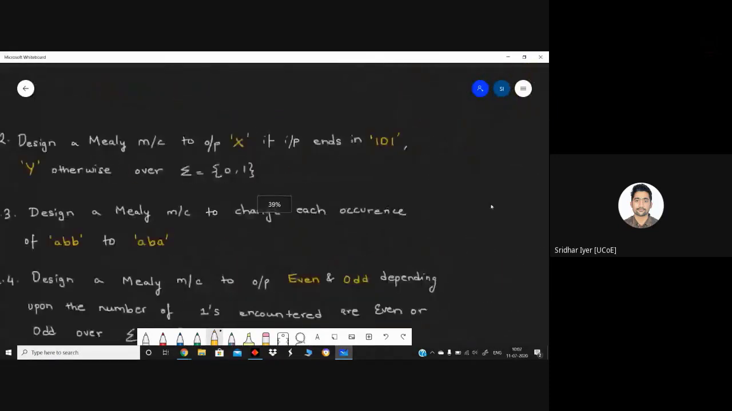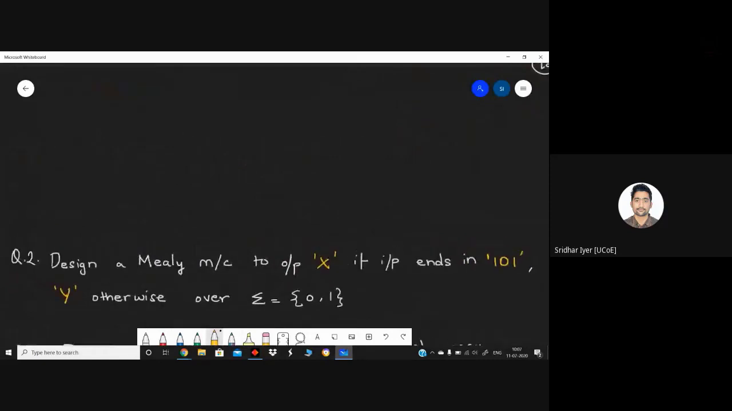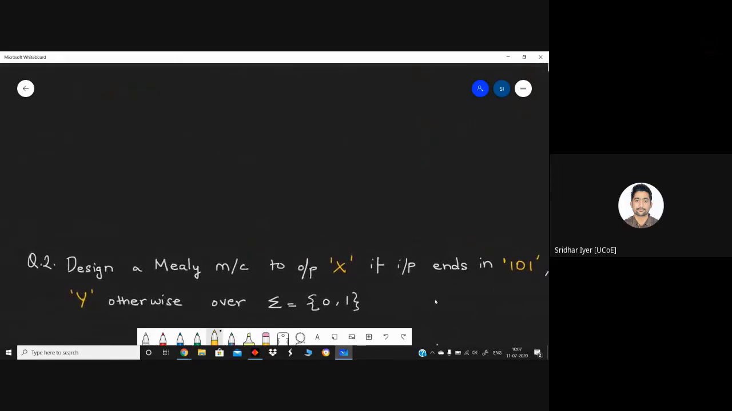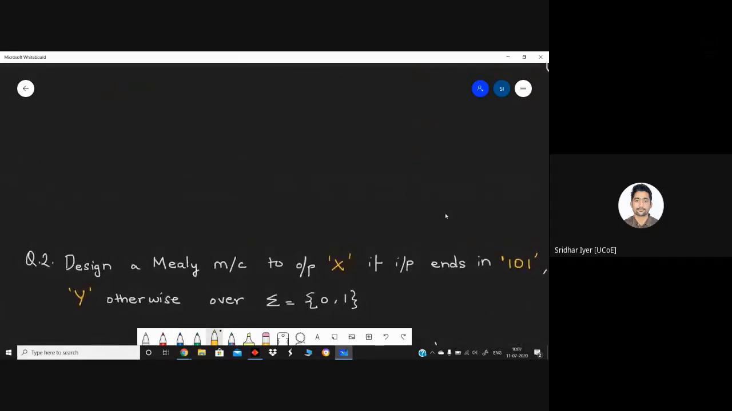The first problem for the day is: design a Mealy machine to output X if the input ends in 101, Y otherwise. Understand the question first. You have to design a Mealy machine to output X whenever the input ends in 101, and otherwise you have to output Y. Is the question clear? Whenever you encounter a 101, you have to output X, and everywhere else you have to output Y.